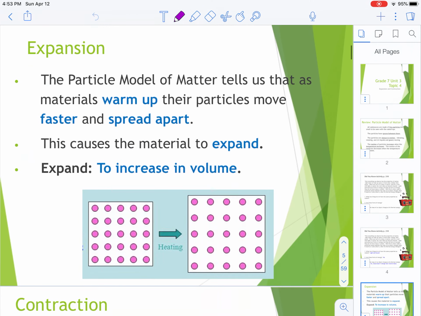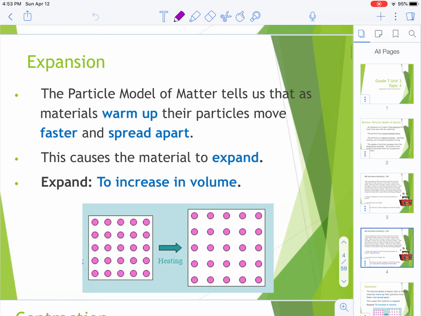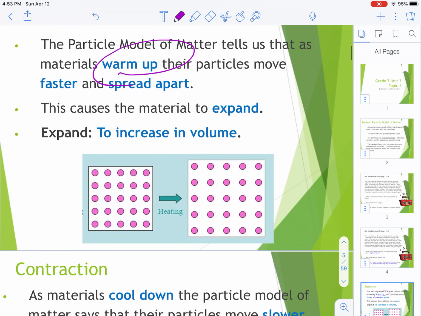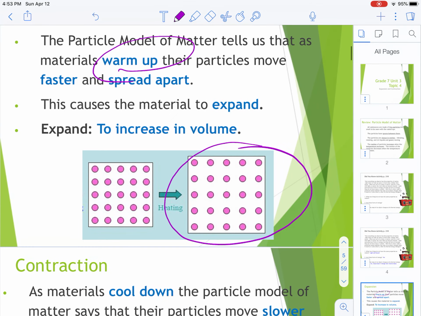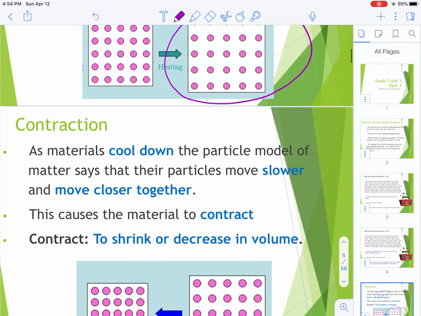You can check out the Do You Know activity, but we're going to talk about expansion next, where we know that if you have a warming up, particles will get further apart and expand, and their volume increases, as you see in the diagram. You can think of boiling a pot of water, and if it had the lid on, the lid would start popping off because those hot particles will start taking up more space.